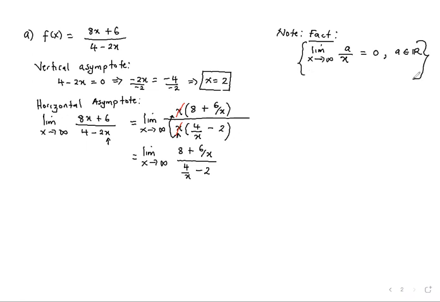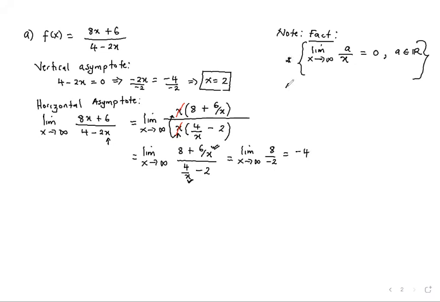So this means that we now have the limit as x goes to infinity of 8 over -2, because this is 0 and this is 0. So 0 on top and 0 down. So this will give us -4.